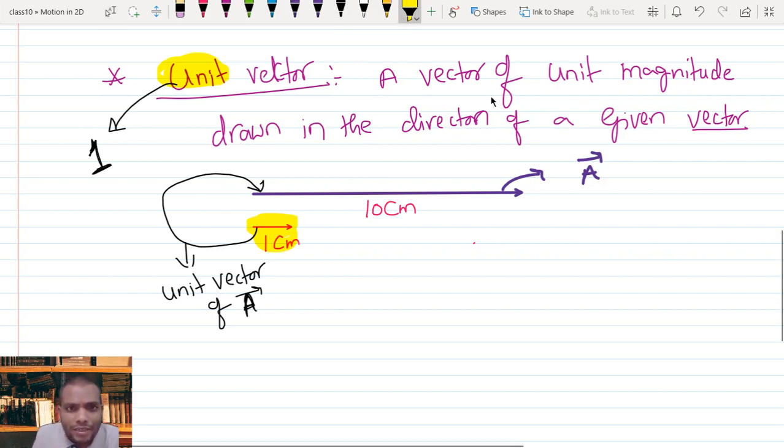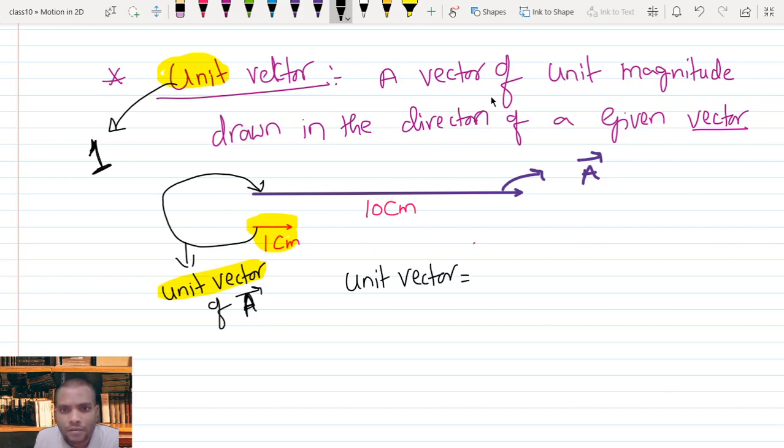So this unit vector has a representation. We represent the unit vector with A cap or A hat. How can we represent a unit vector? We have to take the vector upon its magnitude.